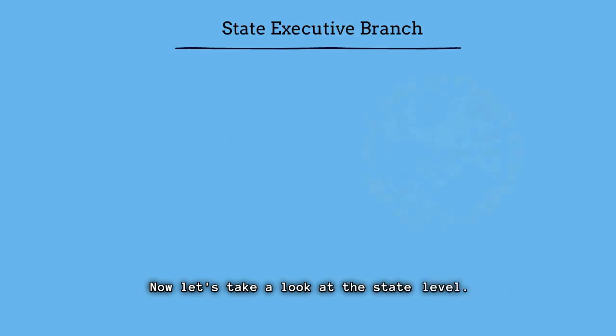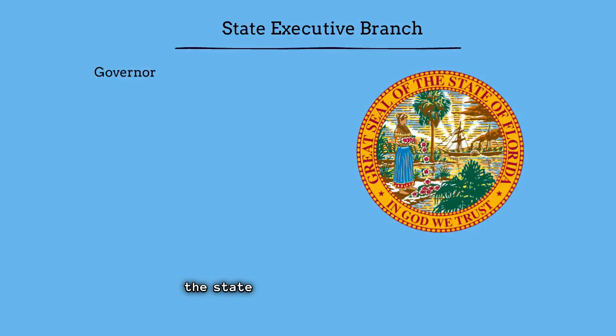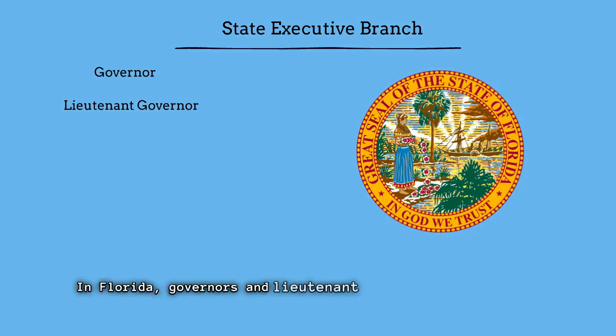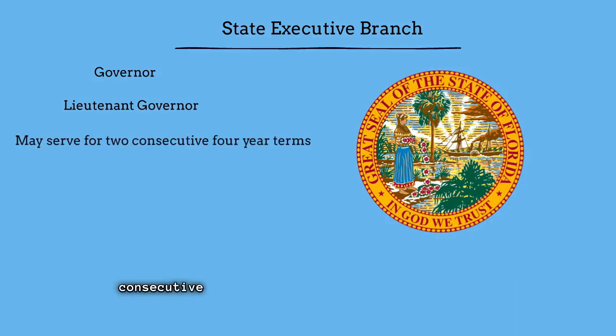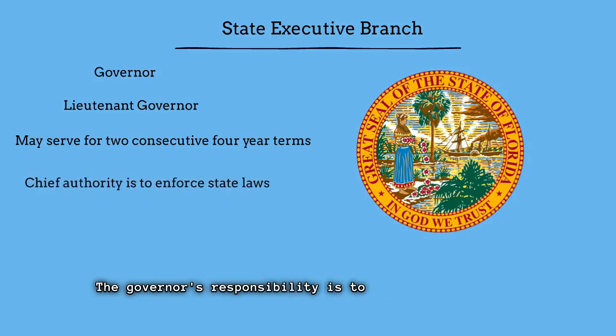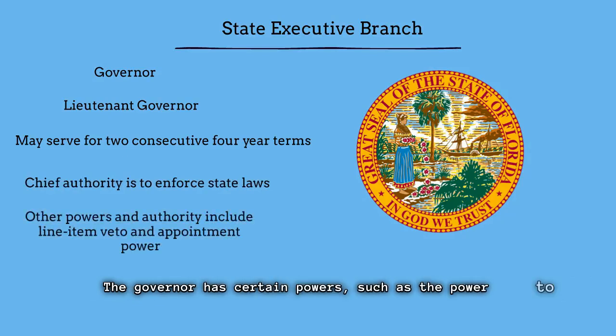Now let's take a look at the state level. The head of the executive branch at the state level is the governor. The governor selects a lieutenant governor to serve with them. In Florida, governors and lieutenant governors may serve two consecutive four-year terms, but they can sit out one election cycle if they want to run again. The governor's responsibility is to enforce state laws. The governor has certain powers, such as the power to use a line item veto, or reject a certain part of a bill the state legislature has passed. They also have the appointment power.